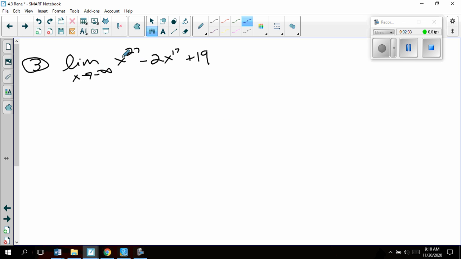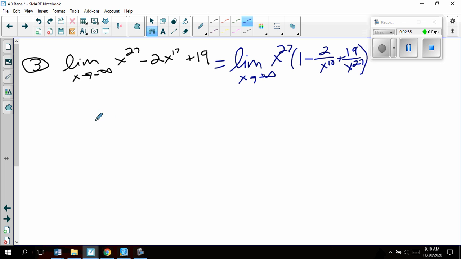Now this one, I could put a bunch of infinities in or negative infinities, but this would be one where I can do some factoring. So I'm not going to plug in yet. So negative infinity. I'm going to factor out my highest power, so x to the 27th. And I'd have 1 minus, this would become 2 over x to the 10th plus 19 over x to the 27th. Okay. Now when I evaluate my limit and I plug negative infinity in, I'd have negative infinity to the 27th times 1 minus 2 over, now negative infinity to the 10th will be a positive infinity, plus 19 over negative infinity.